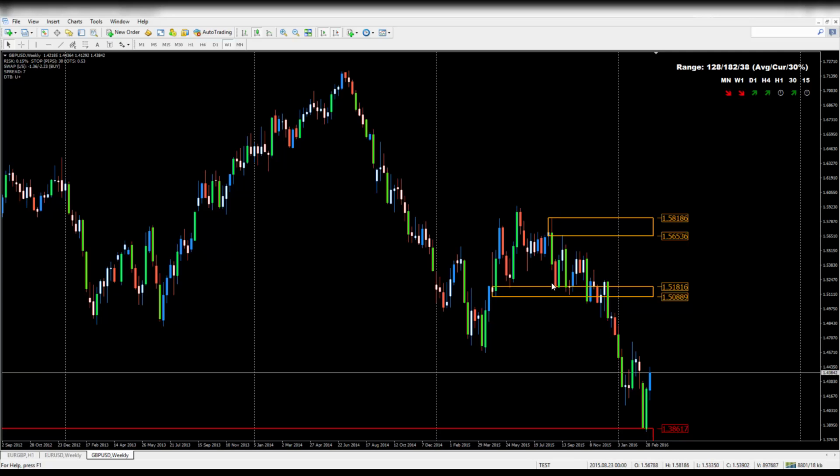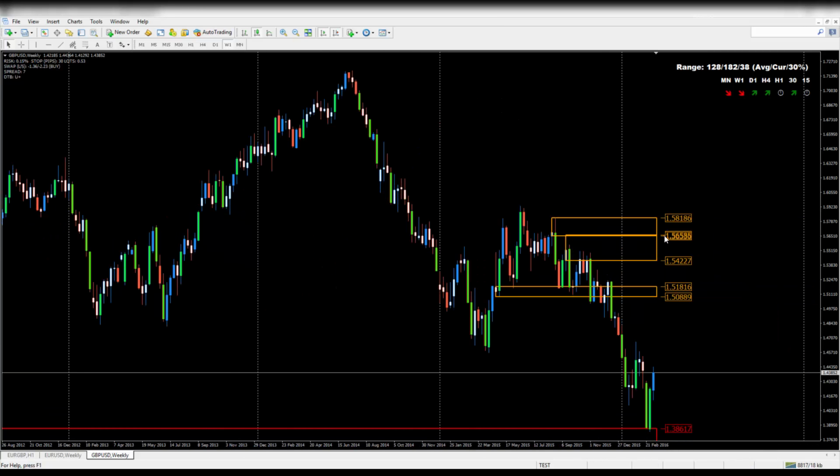Then price reacts on this weekly demand. This is a second test. And where does it come back to? To this area, almost to the pip. And then we have another attempt at taking out this area. We almost go through it, but it manages to hold. And so price comes back up here. It touches this area of child supply.